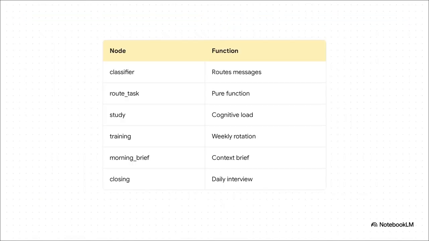The brain powering all of this is Vibe Planner's architecture. We're looking at a Google ADK 2.0 directed graph workflow, utilizing 6 specialized nodes. The classifier acts as the main entry point, routing every single message. From there, specific nodes take over. The study agent evaluates cognitive load, the training agent manages your weekly rotation, the work agent handles your job schedule, and finally, the closing and morning brief nodes handle your daily bookends.